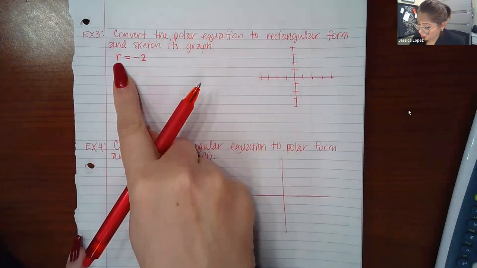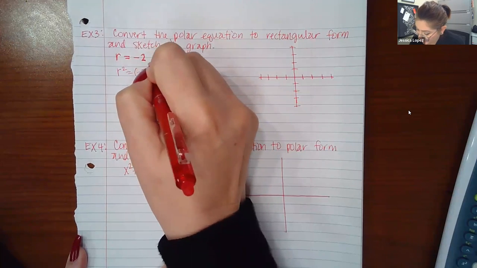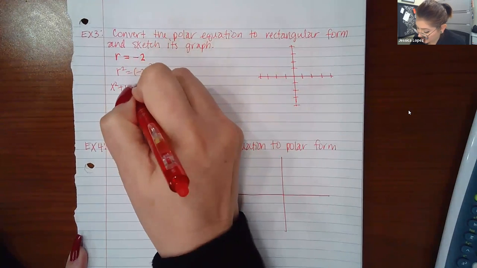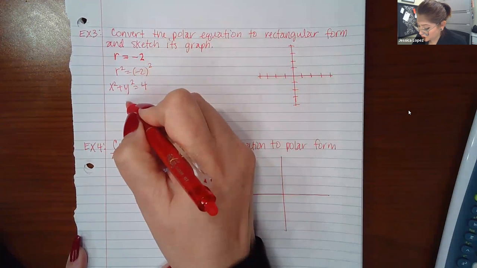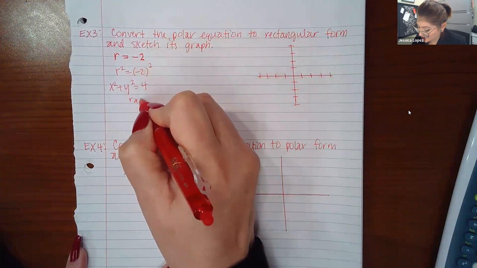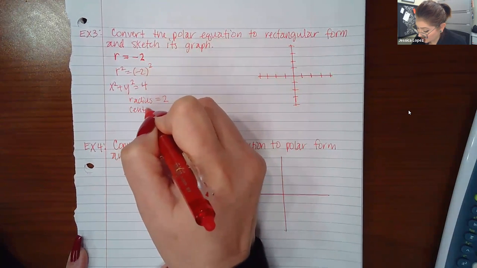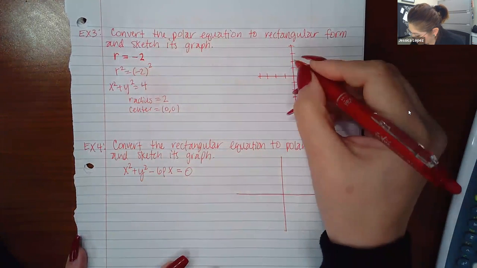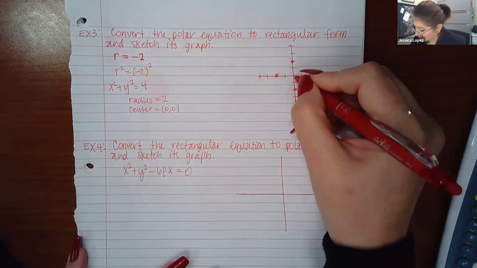Remember, we know that if I square both sides of this equation, I have r squared, and I know that r squared is x squared plus y squared, and negative 2 squared is 4. Well, this is the equation of a circle with radius equal to 2 and center equal to 0, 0. So I'm just going to write 2, 2, 2, and 2. So that's my radius with this center.